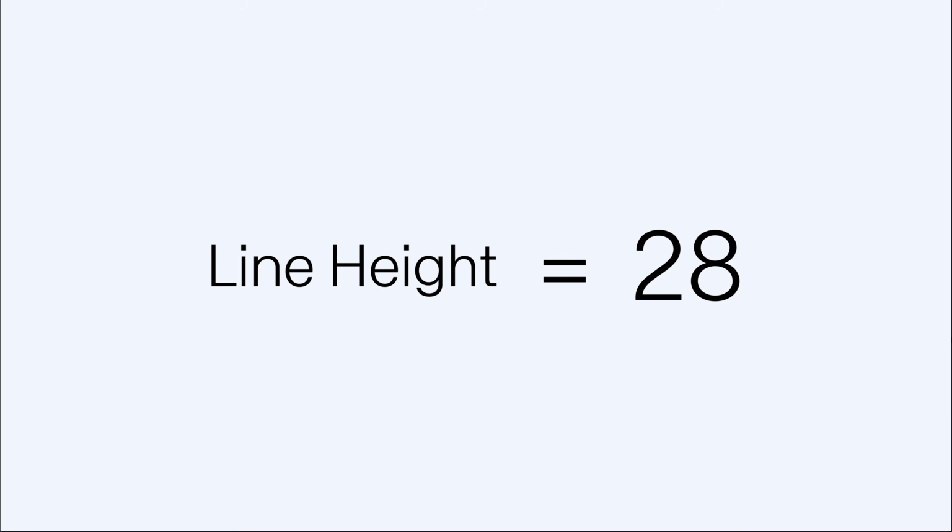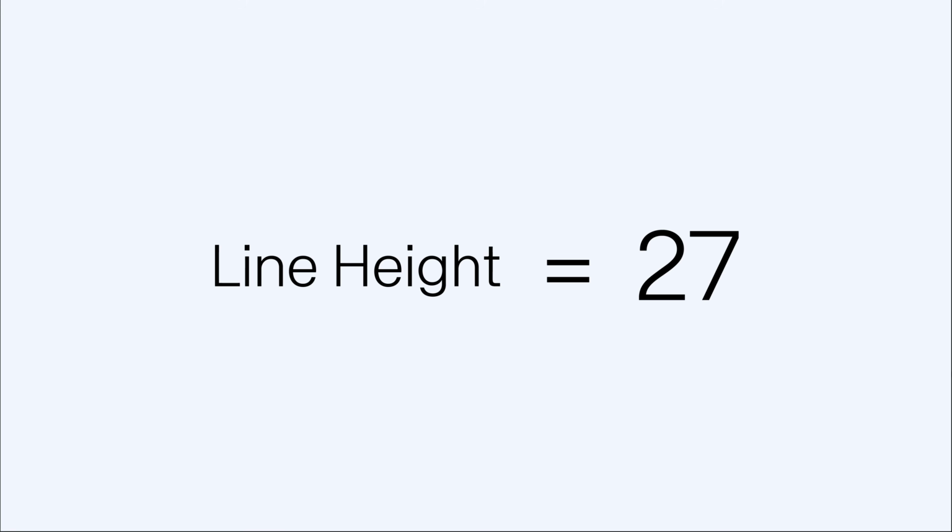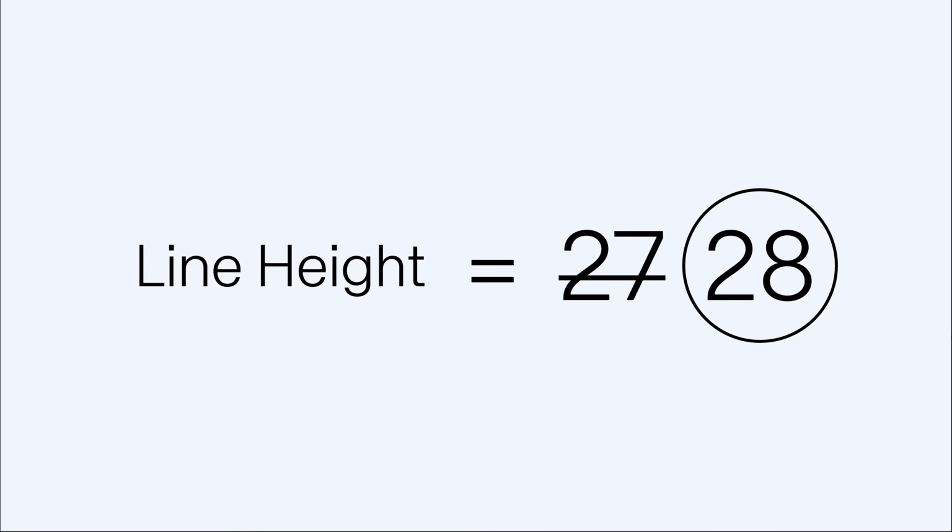If the line height you calculate using percentages isn't a multiple of 4, you could adjust it. For instance, if you calculate a line height of 27 pixels, which isn't a multiple of 4, you can round it up to 28 pixels to fit the 4-point grid system. This way, your text remains visually consistent and aligned with other design elements.